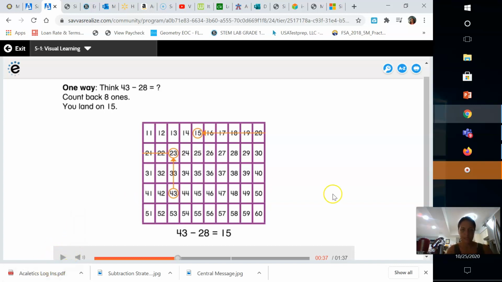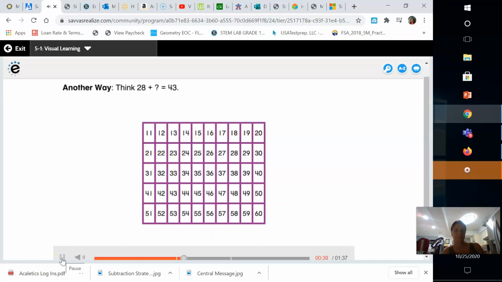Okay, I'm going to pause it here for a minute. So when we were adding tens, we went down on the hundreds chart, and when we were adding ones, we went across on the hundreds chart. Subtraction's backwards. So if we're taking away 2 tens, see the 2 in the tens place? If we're taking away 2 tens, we have to go up to get smaller numbers when we're subtracting. And if we're taking away 8 ones, we have to go backwards across on the hundreds chart. So it's just the exact opposite of addition.